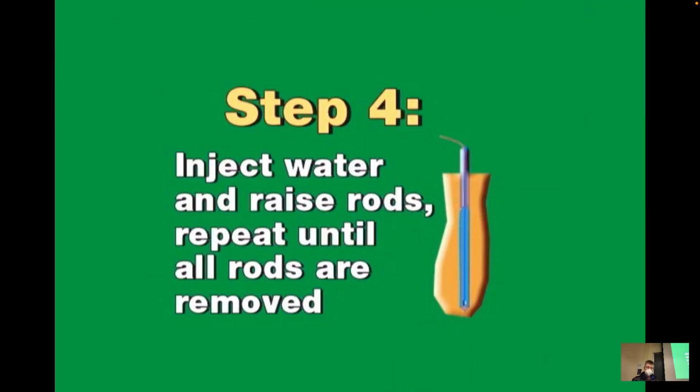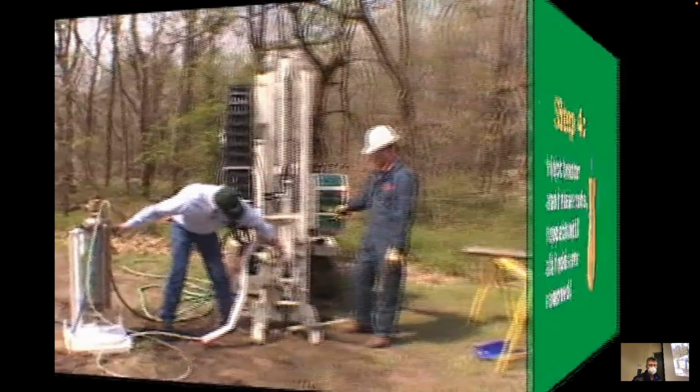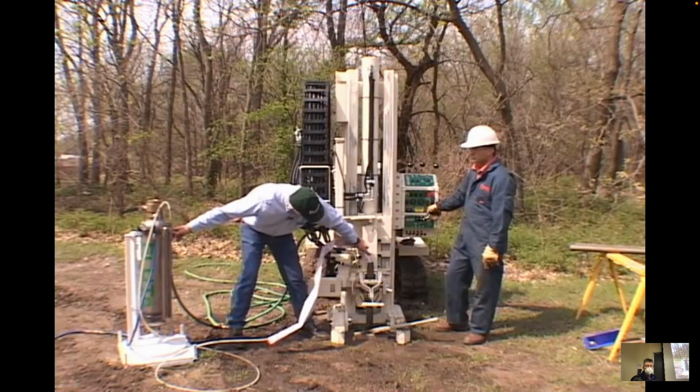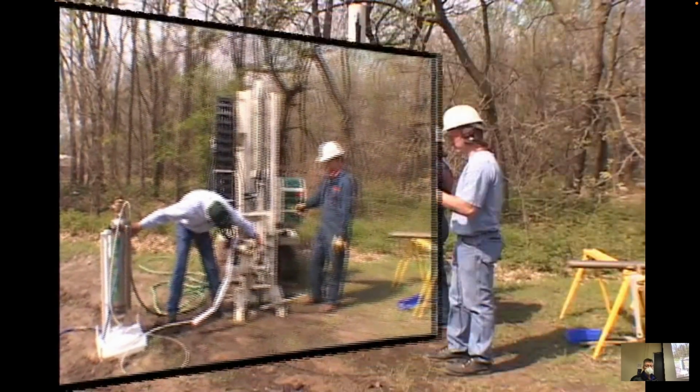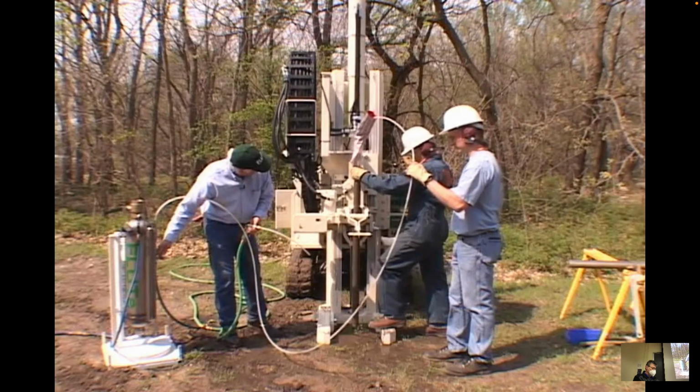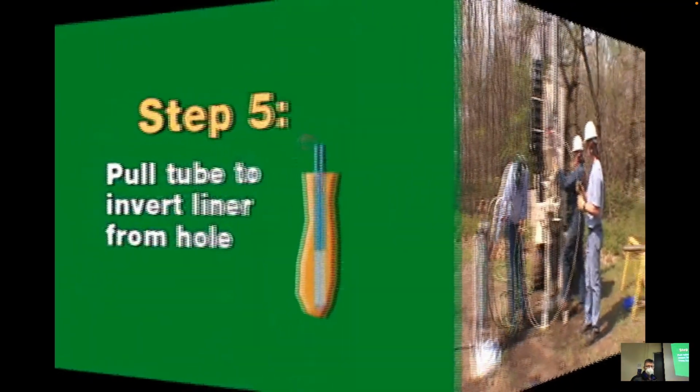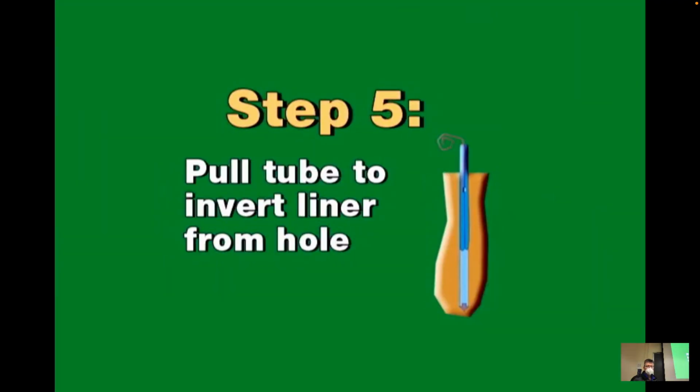Step 4, keep injecting the water and then raise the rods. Repeat step 4 until all of the rods are removed. Injecting to fill the liner. Step 5, pull the tube to invert the liner from the hole.